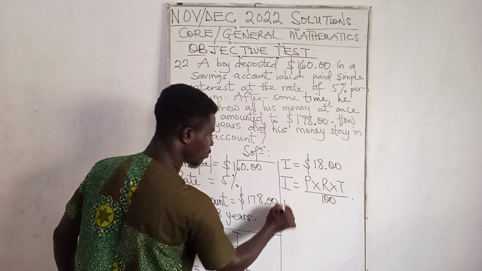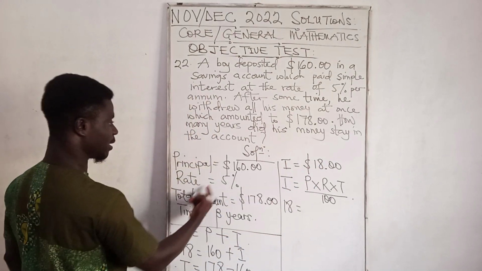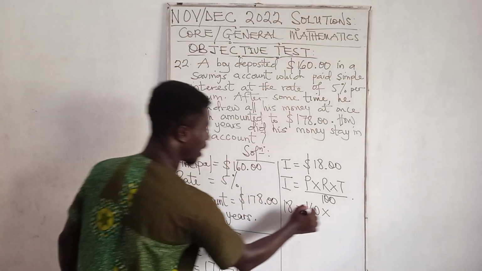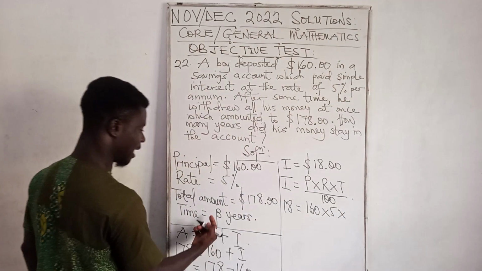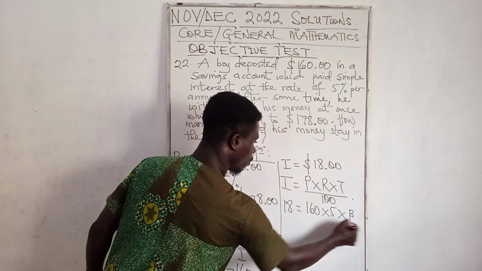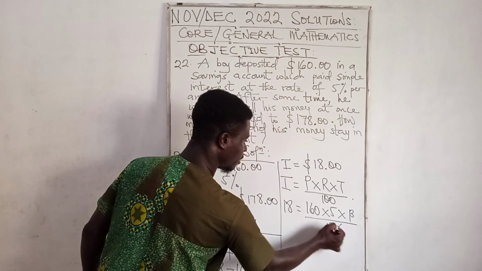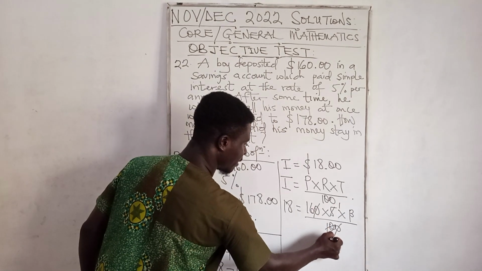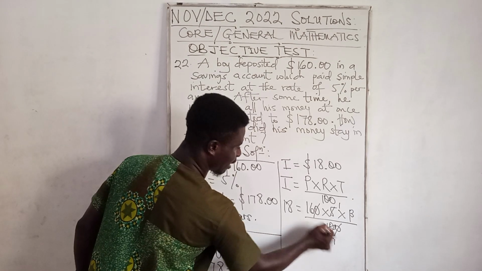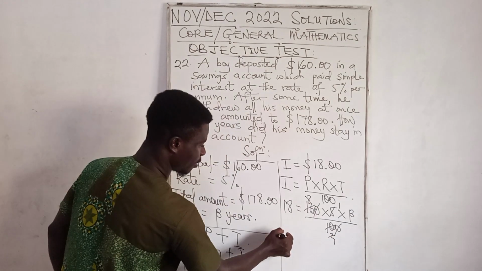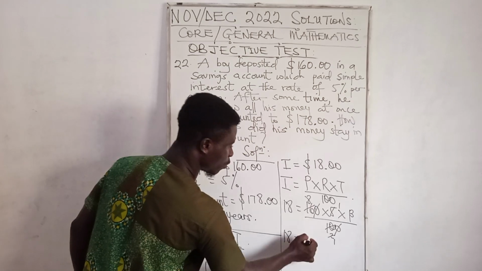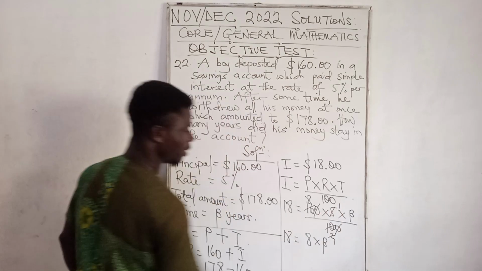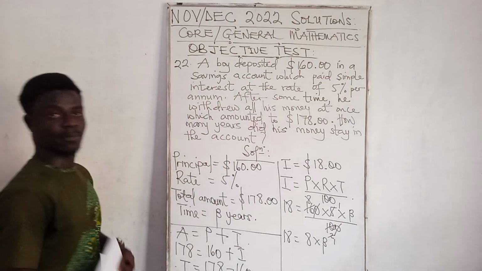So I know my interest, which is 18, equals my principal, which is 160, times my rate, which is 5, times my time, which is beta, all divided by 100. So this one cancels, right? I have my 5 here, 1 into 10, 2. Then 2 here, 1 into 16, we have 8. So I have my 18, which must be equal to my 8 times my 1 times beta, which is always beta. Divided by 1 is the same thing, right?